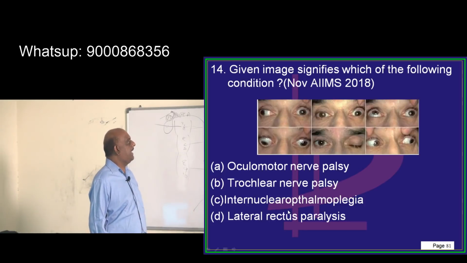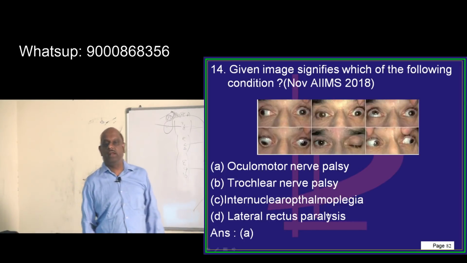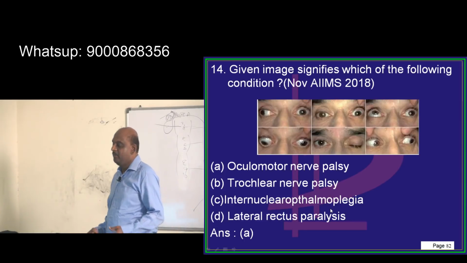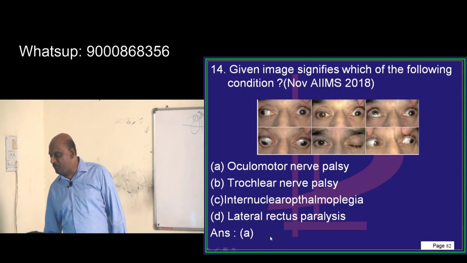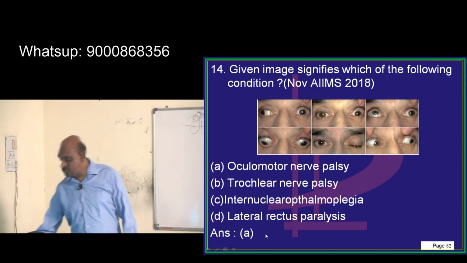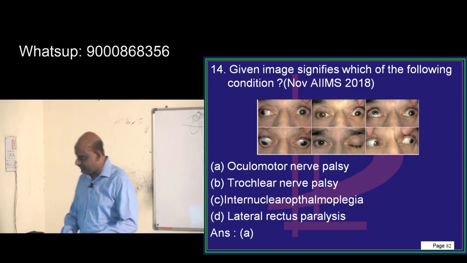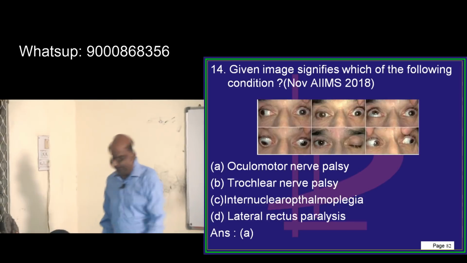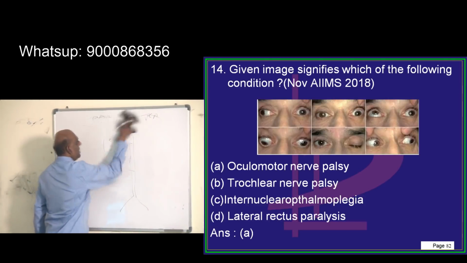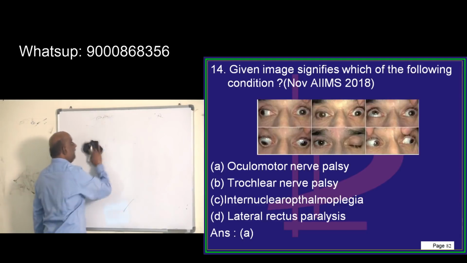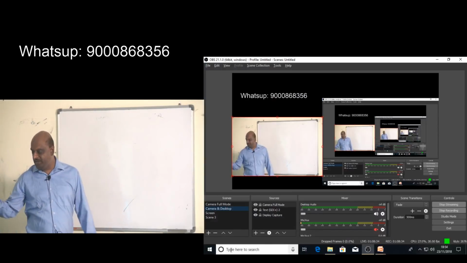So that is the reason it is an oculomotor nerve palsy, but not internuclear ophthalmoplegia. This we discussed so many times, doctor. How do you differentiate oculomotor palsy from internuclear ophthalmoplegia?